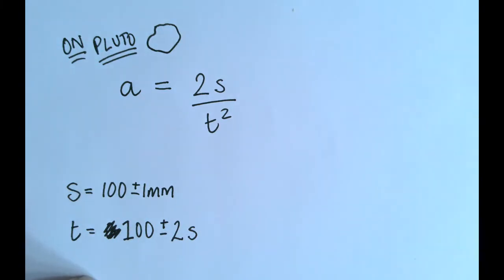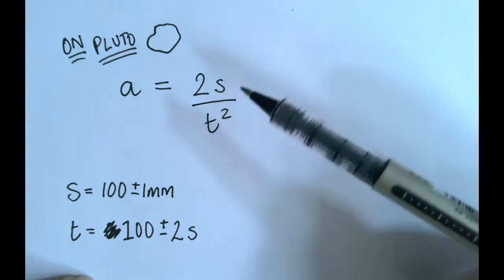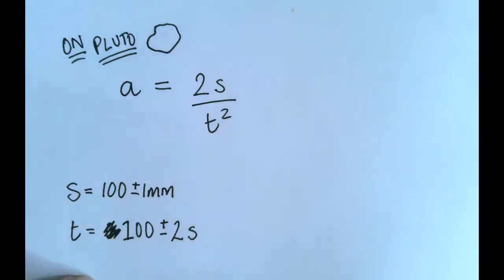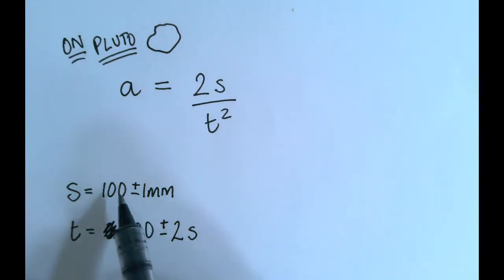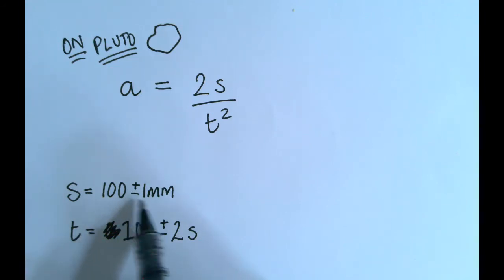Okay, so you could very easily calculate the acceleration. I've rearranged s equals half a t squared to be a equals 2s over t squared. Substitute the numbers in, you'll get a value for the acceleration. You can do that yourselves if you like. But I'm more interested in the uncertainty. So, let's look at what the s equals. It's plus or minus 1 millimetre.